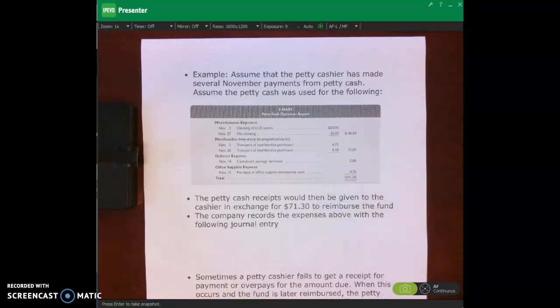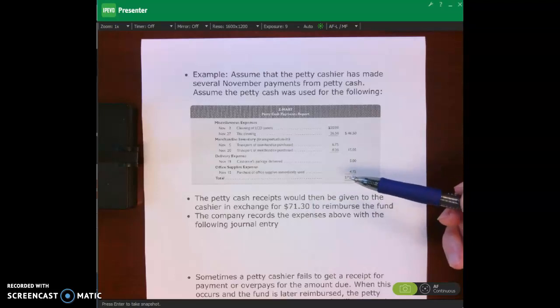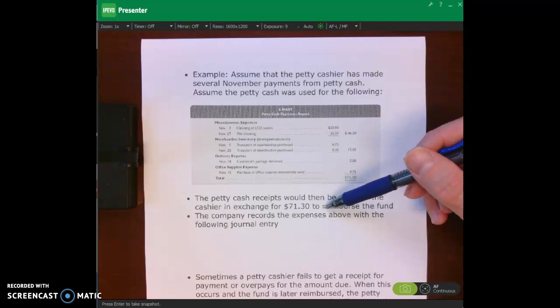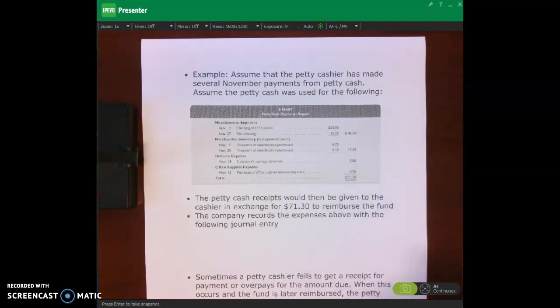So then what we would do, you can see that we established the petty cash fund for $75. So we had an initial $75 in our little lockbox, but then we spent $71.30 of that $75. So we're running out of money. So what we have to do is reimburse the petty cash fund. And that's the journal entry that we're going to be doing now.